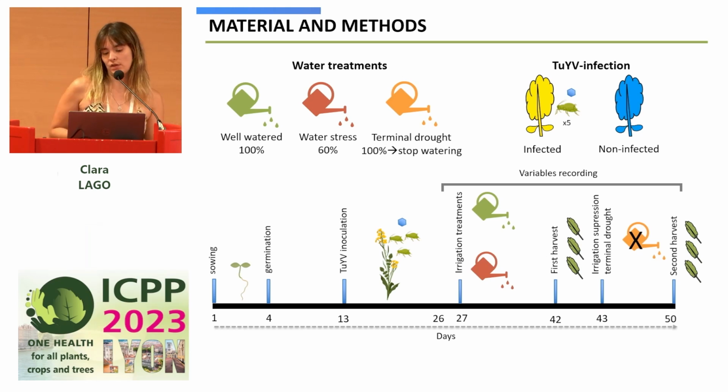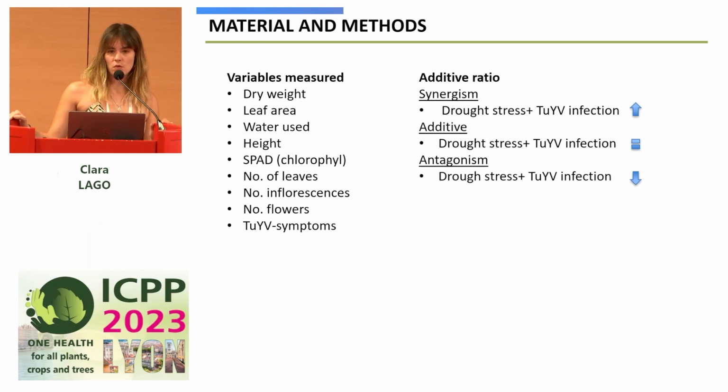After 14 days after the inoculation, we started the irrigation treatments, and during the whole experiment, we continuously measured several different variables that show the growth of canola plants. We also performed one destructive sampling to take some destructive measurements, and at the end of the cycle, we collected all the plants. Between the first harvest and the second harvest, we stopped watering the plants from the terminal drought treatment. The variables that we measured were the dry weight, the leaf area, the water used by the plants, the plant height, the chlorophyll content, the number of leaves, the number of inflorescences, the number of flowers, and the turnip yellow virus symptoms.